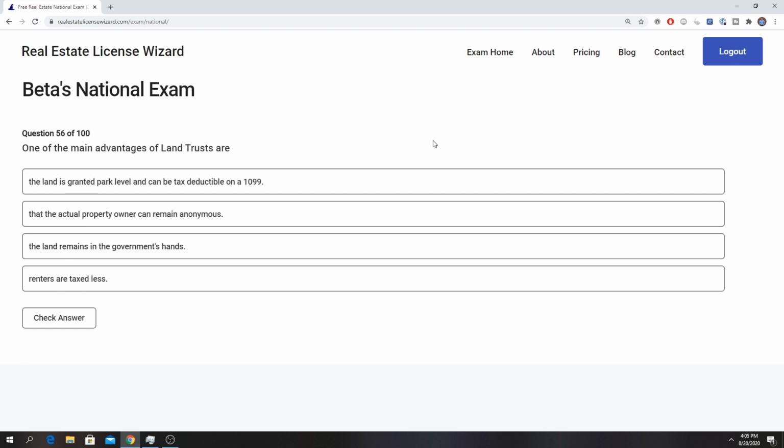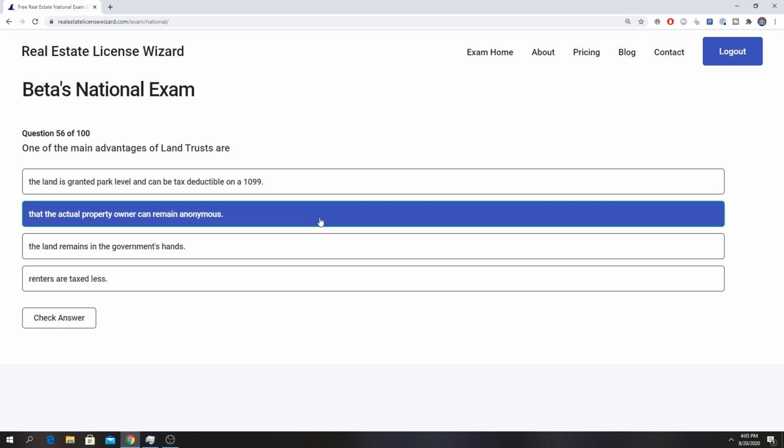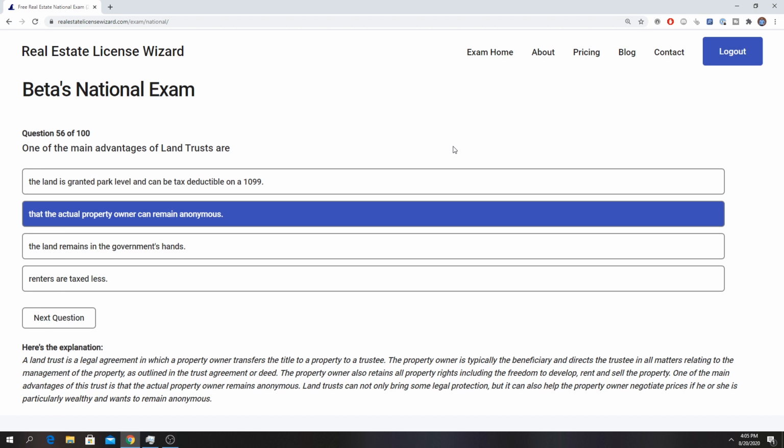Okay, did you guys figure it out? This is a pretty interesting concept. I always find this interesting personally, but the correct answer for this one is this one, that the actual property owner can remain anonymous. And here's why, and this is why I find it kind of interesting.